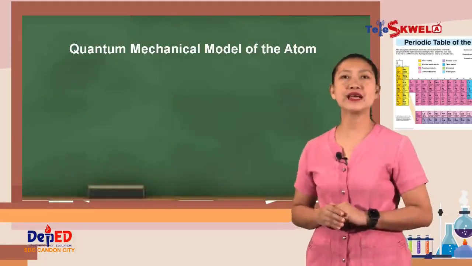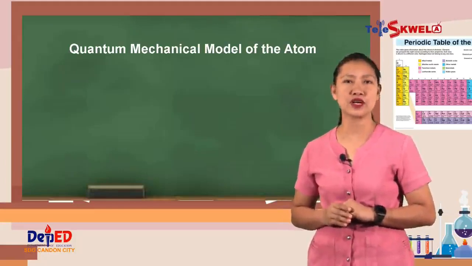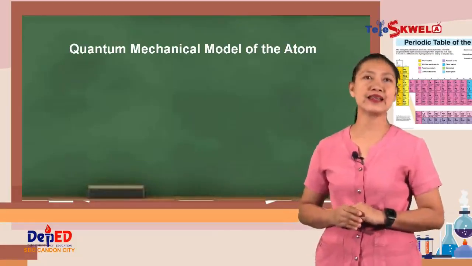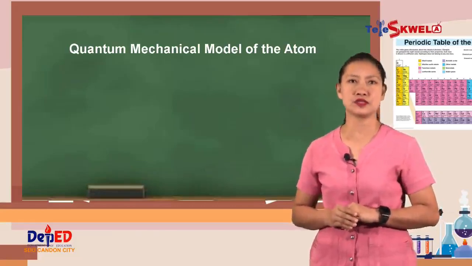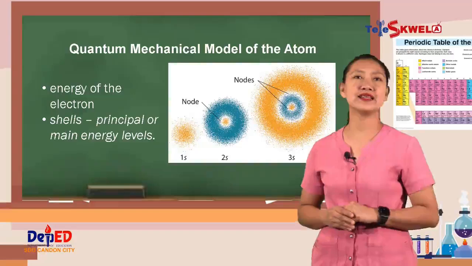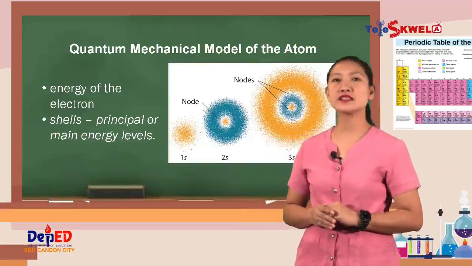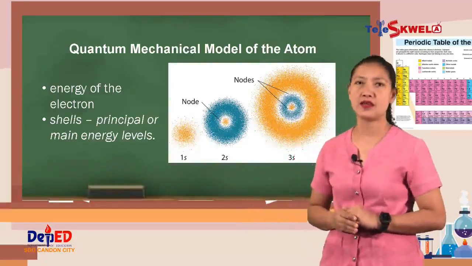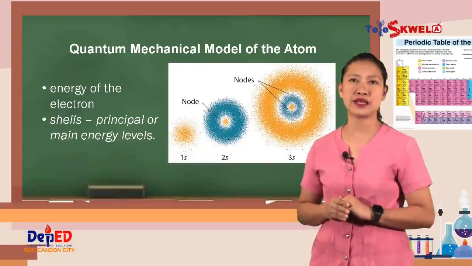The quantum mechanical model views an atom as a cloud of negative charge having a certain geometrical shape called orbitals. It shows how likely an electron could be found in various locations around the nucleus. As you can see in the illustration, the darker the area, the greater is the probability of finding the electron in that area. This model gives information about the energy of the electron.